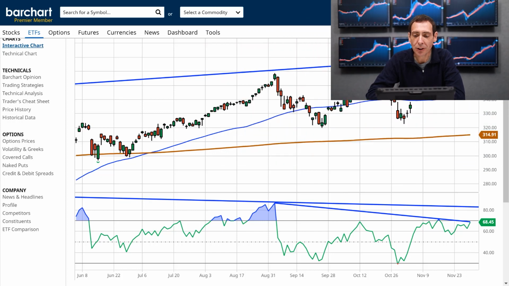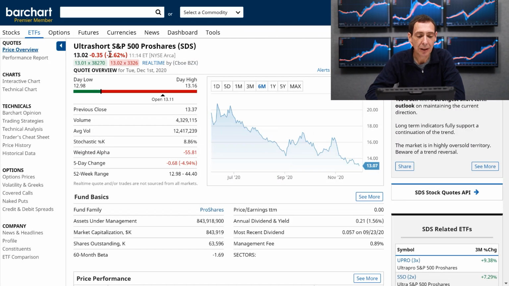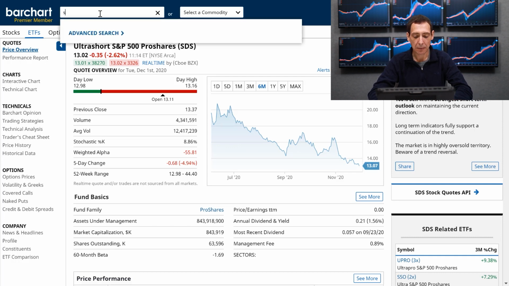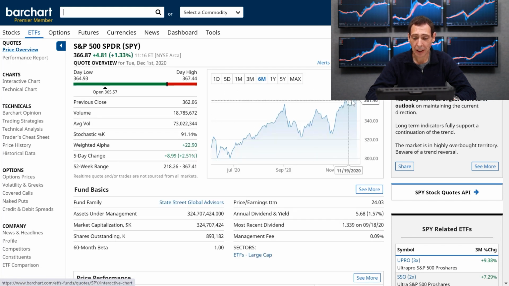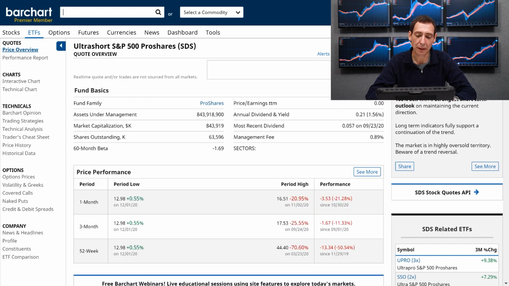So let me show you 3 assets that are used very, very commonly for hedging. And again, these assets all tend to move up when stocks move down. So the first one is very simple. It's just a short, ultra short S&P, ticker symbol SDS. And this has a negative correlation with the stock market. Notice price has been going down. If you look at the SPY, you will see that during that same period of time, price has been moving up. So this is an inverse asset. It trades negatively to the S&P 500.